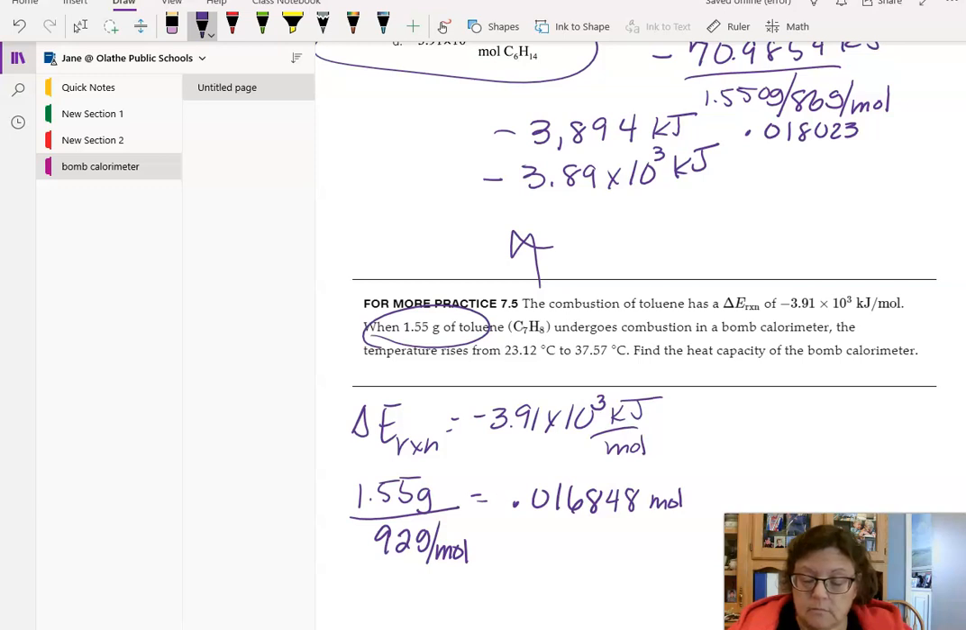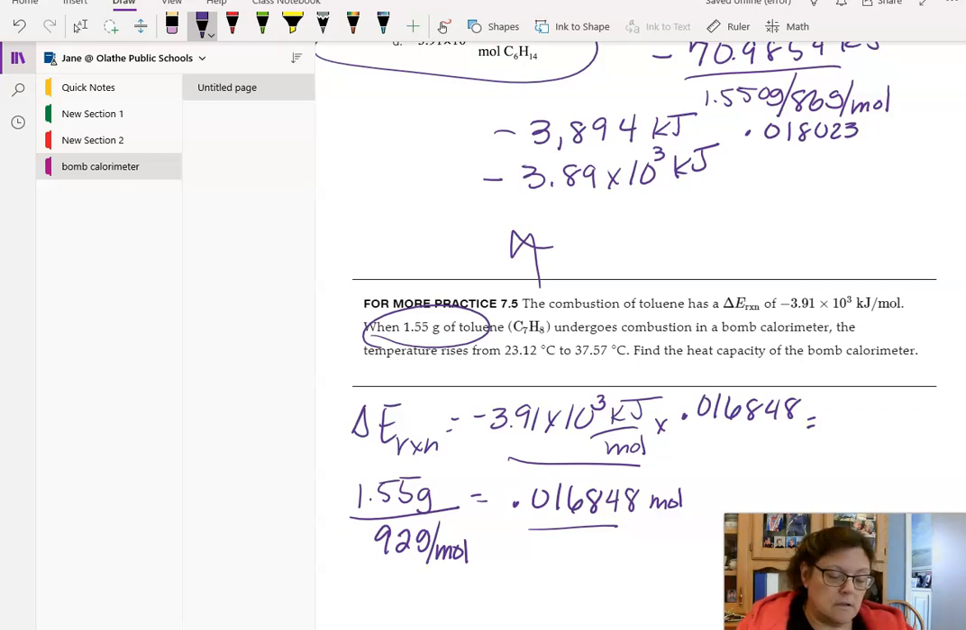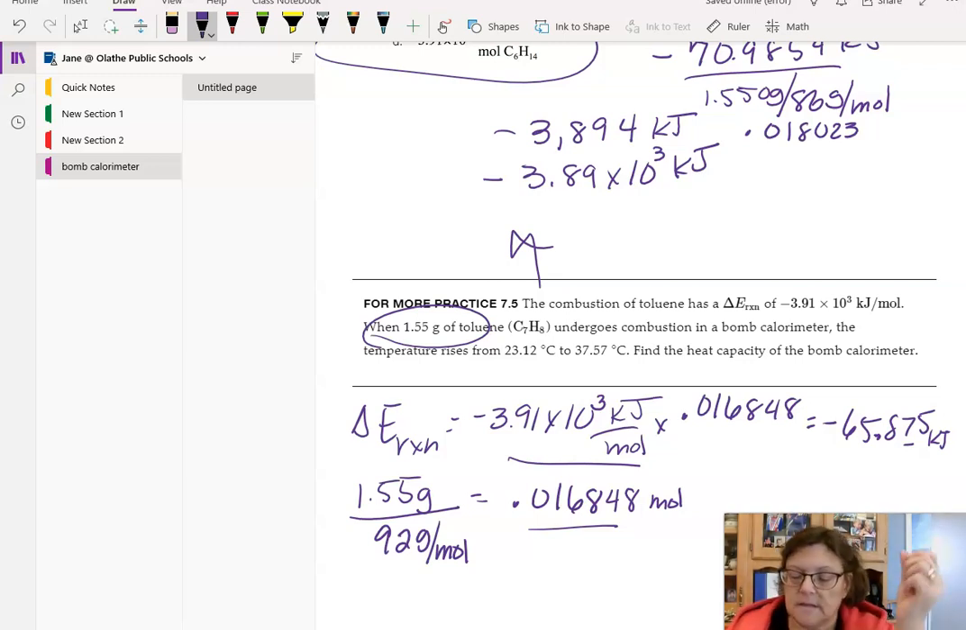Okay, so that would be if you have a whole mole. Yeah, this number is if you have a whole mole. We don't have a whole mole, we have this part of a mole. So we're going to multiply those together, 0.016848, and we get 65.875 kilojoules.